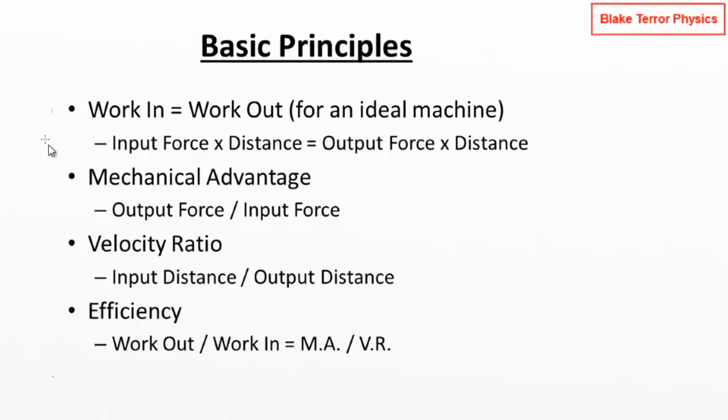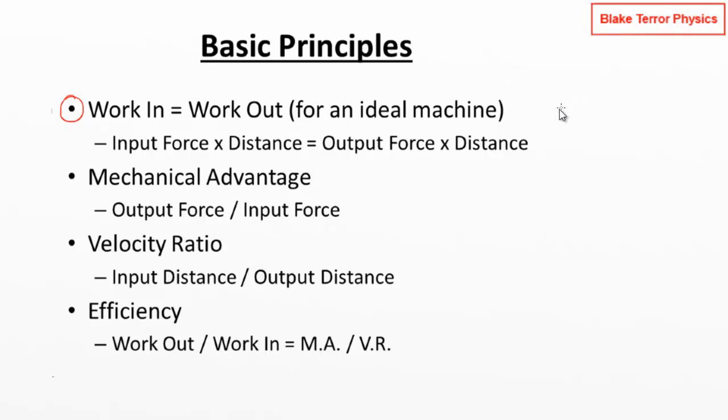So the first thing, there's 4 things that we're looking at here for analysing simple machines. So the first one is based on the conservation of energy principle. So we've got work in is work out for an ideal machine. So I've been saying a lot about this input force and output force, but of course we have to consider the distance through which those forces are applied, because force times distance is our work, that's our energy transferred. So the work in must be the work out.